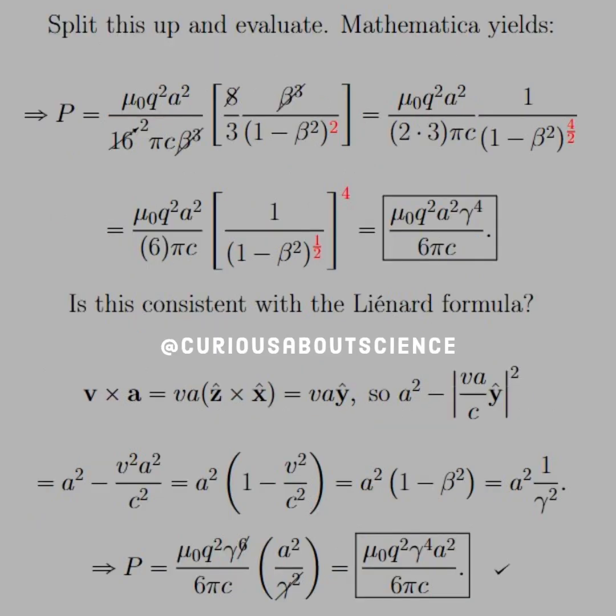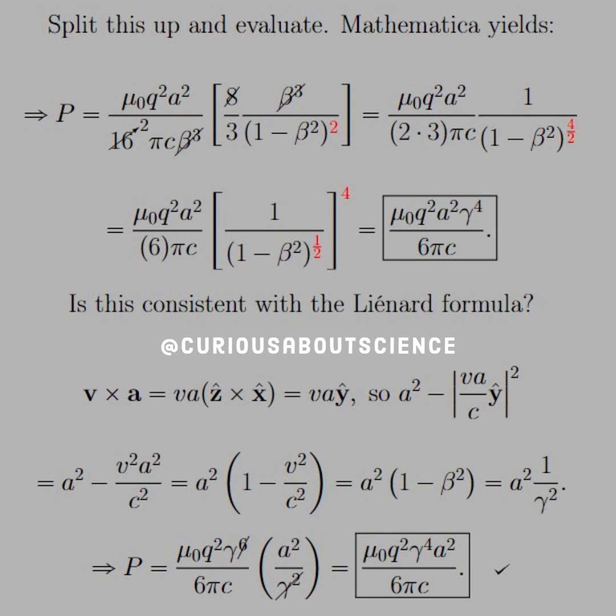Split the setup and evaluate. So, use an integral tool because I am lazy and I'm not typing everything out. We see that we get a factor of beta cubed that cancels and an 8 that reduces the 16 to 2. That 2 power needs to be rewritten as 4 over 2 for the fact that we want to write this whole thing as a cube upon resubstitution of everything. The reason why is because when we have it to the 3/2 power, we can put this in terms of gamma. And then we're left with mu naught q squared a squared gamma to the 4th over 6 pi c. That's pretty cool in my opinion.